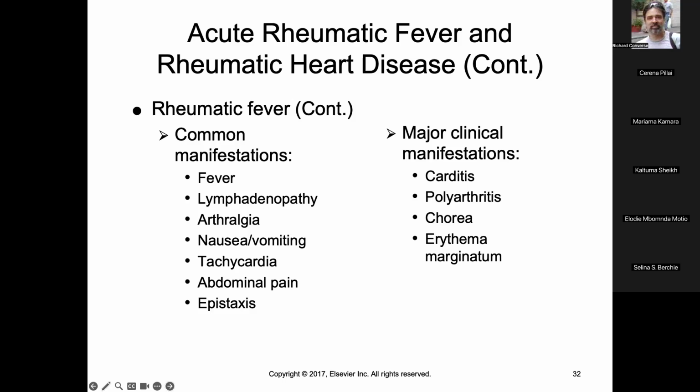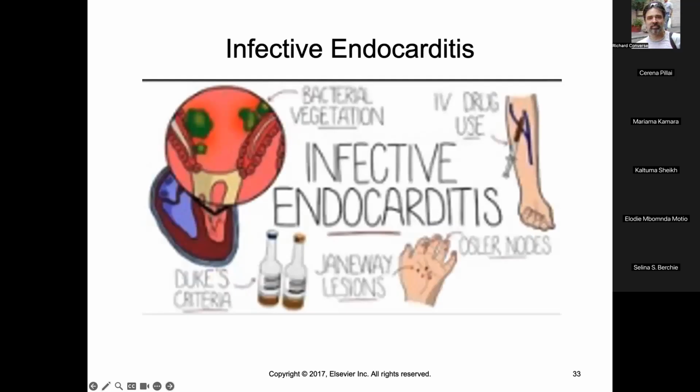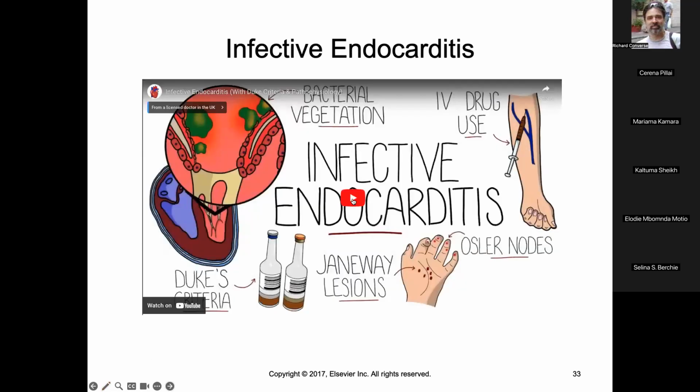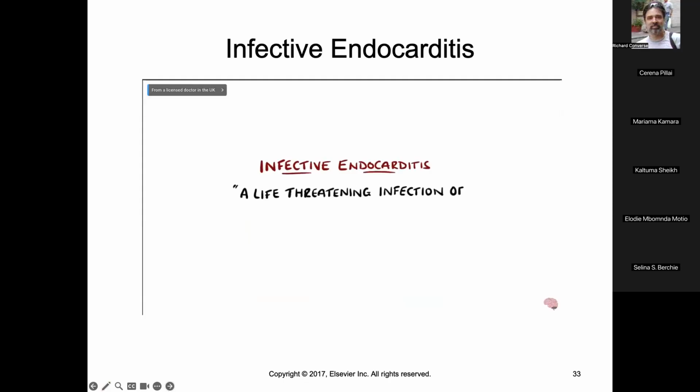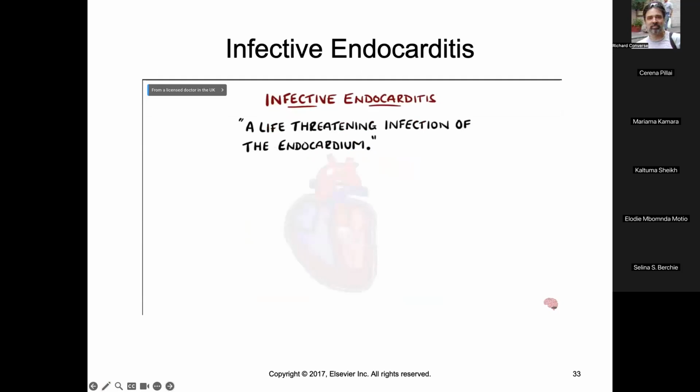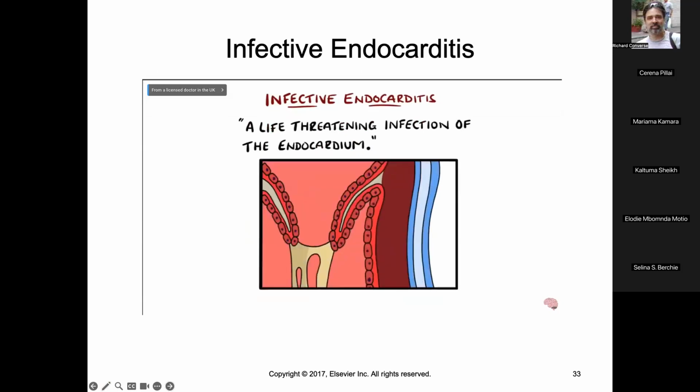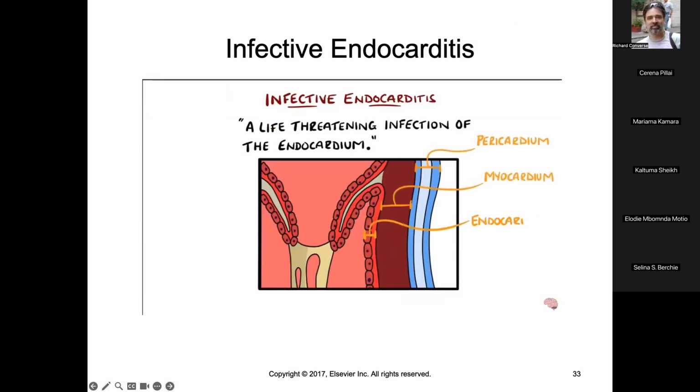Okay. So let's take a look at infective endocarditis. Infective endocarditis is a life-threatening infection of the heart, specifically the endocardium, which is the innermost layer of the heart. Most commonly, this is from a bacterial infection involving the heart valves.